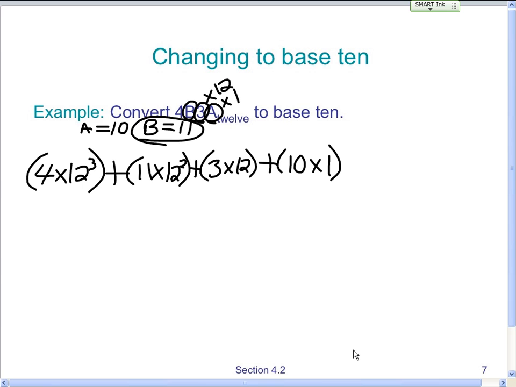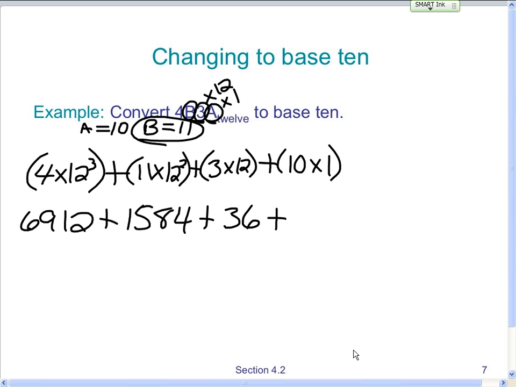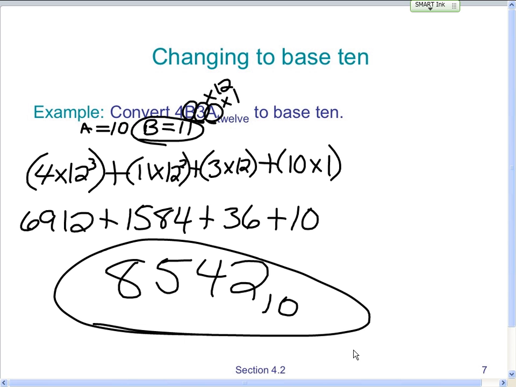So now it's just a matter of calculating what we have. 4 times 12 cubed is 6,912. 11 times 12 squared is 1,584. 3 times 12 is 36. And 10 times 1 is 10. And we add those together. And we get 8,542. We started in base 12, we're converting to base 10. So remember, this number right here tells us what we have to multiply by, the powers of them.